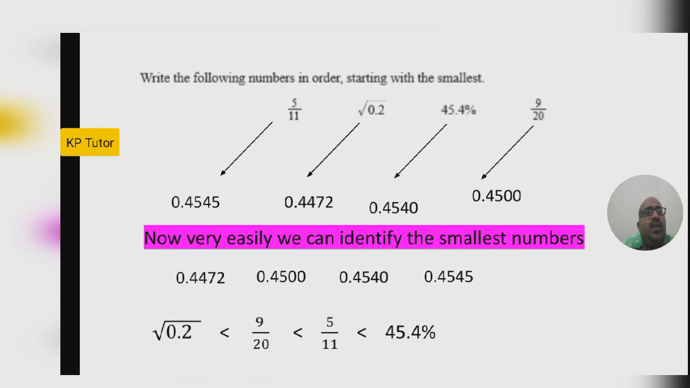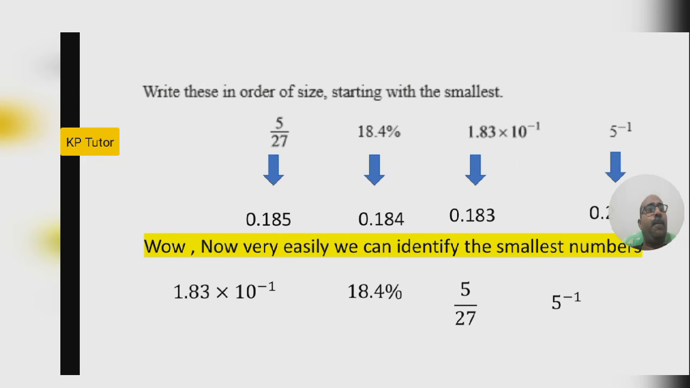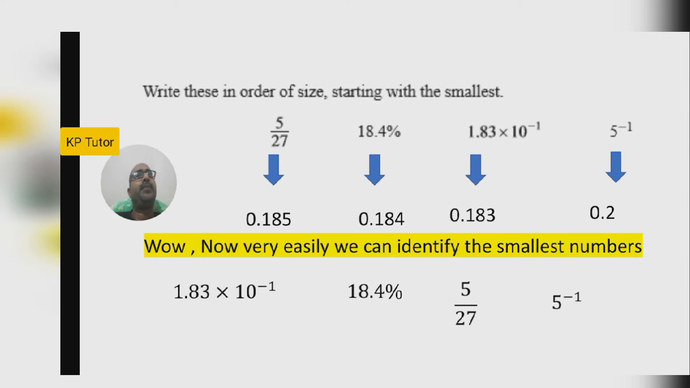0.4472 is the smallest. Then 0.450, then 0.44742, which means root 0.2 is the smallest. Then the bigger numbers: 9 by 20, 5 by 11, and the last number, 45.4%. Write these in order of size.